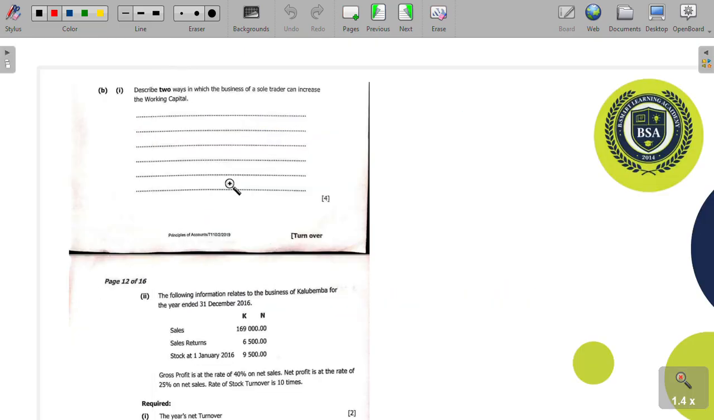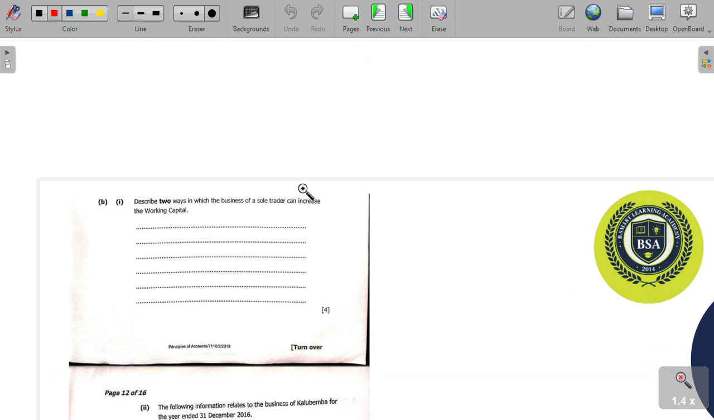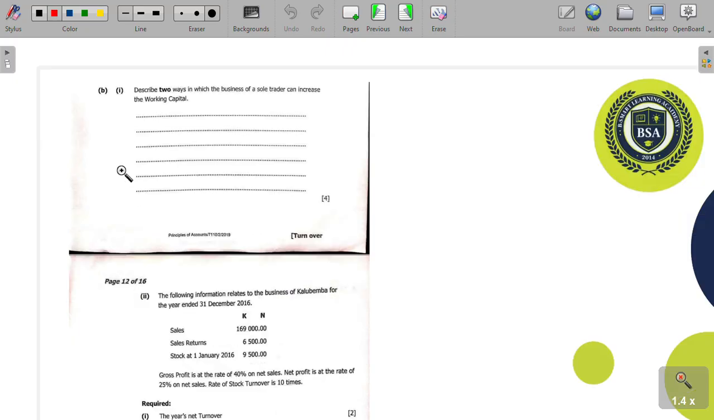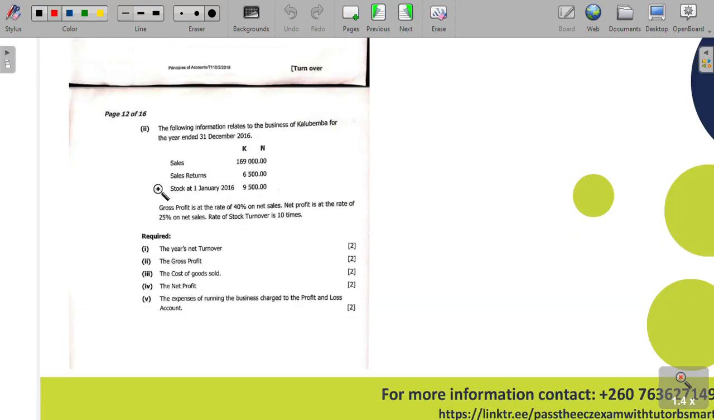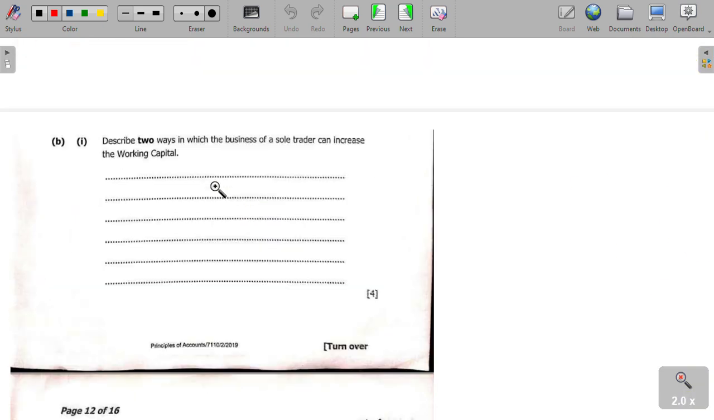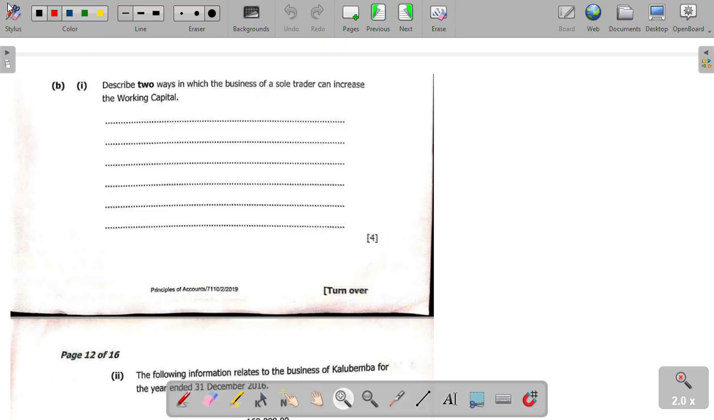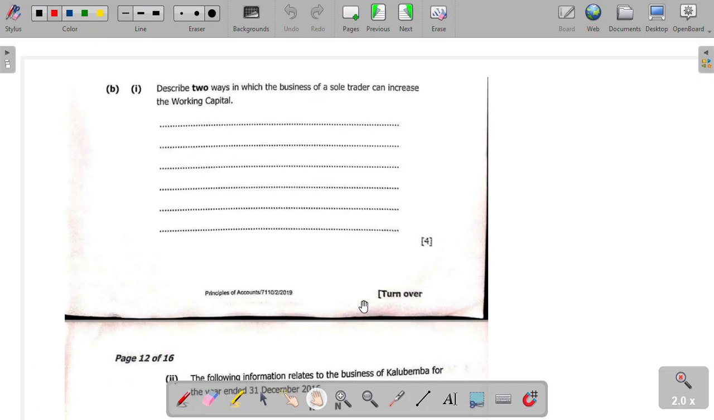Okay, so this is the exam question. It came from the 2019 paper. I've extracted only two, B1 and B2. So let's do the questions. I'll zoom the paper. Okay, I've just zoomed the paper. So the first question reads: describe two ways in which the business of a sole trader can increase the working capital.